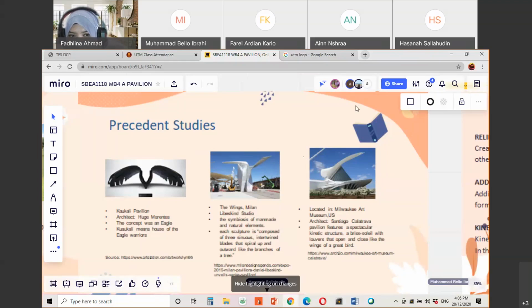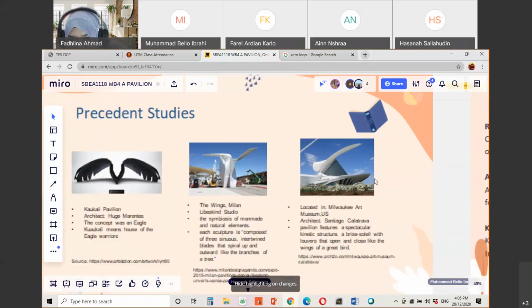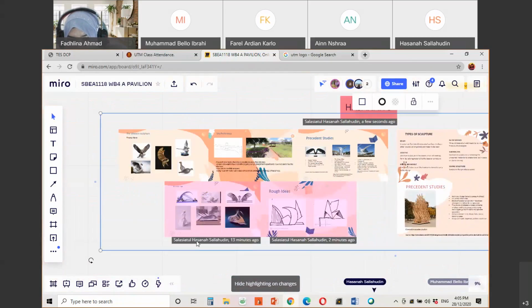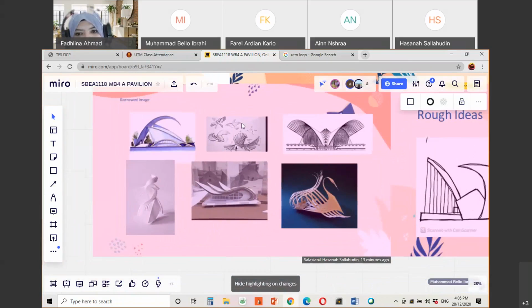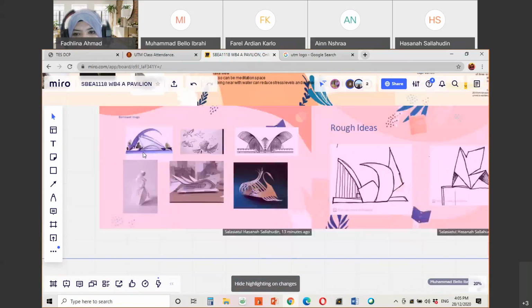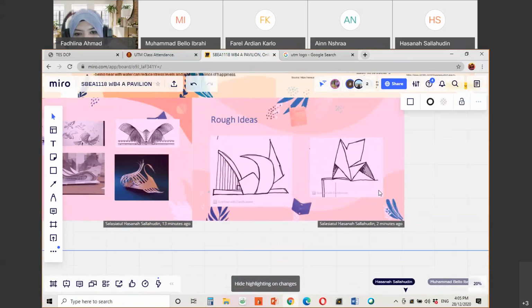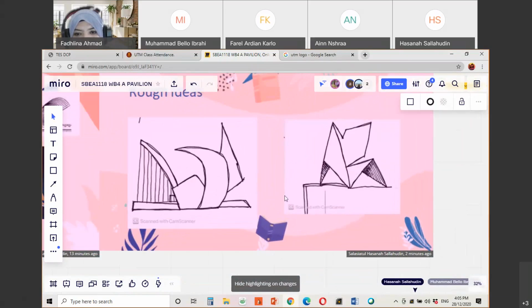And next is, I don't know what it's called, but it's located in Milwaukee Art Museum in the US, and the architect is Santiago Calatrava. The pavilion features a spectacular kinetic structure, a brise soleil with lobes that open and close like the wings of a great bird. So this is some borrowed image. Okay. And this is my rough idea.